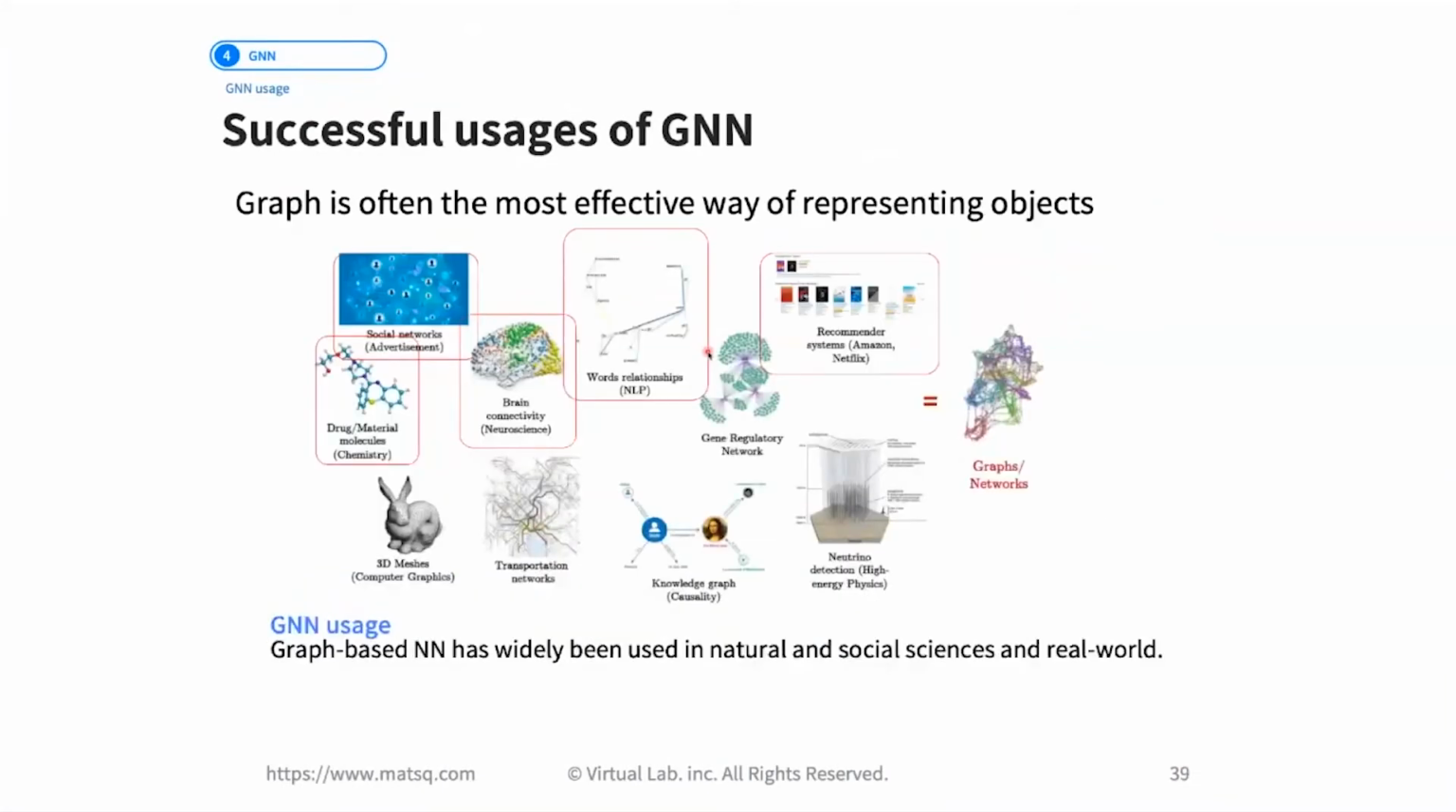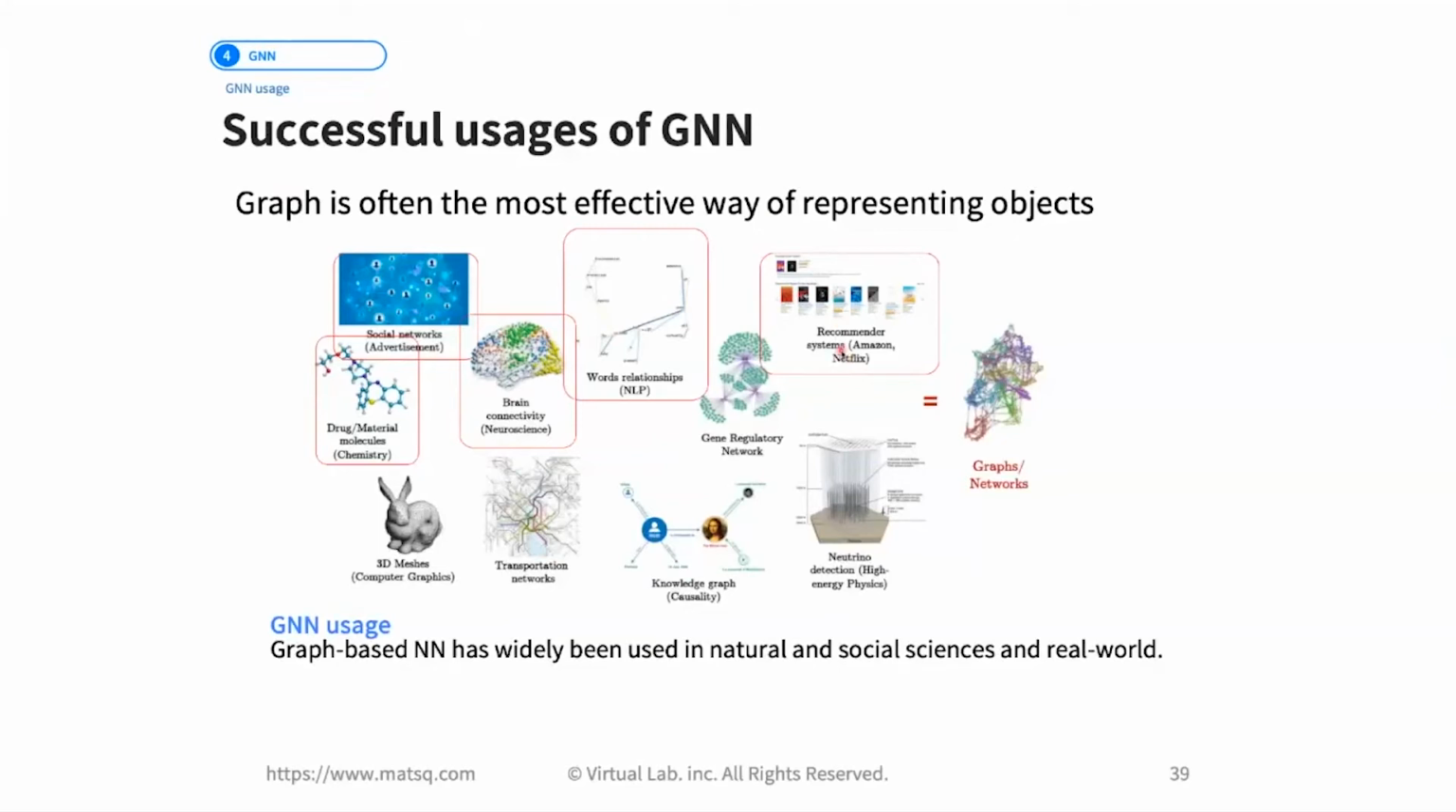Let's see the example. Neural network technology using graphs is being applied in the advertisement market and in brain connectivity. More importantly, the recommender system is quite important because we are using Amazon or Netflix. They recommend items related to your needs. So this is the kind of GNN application that is very fit for the recommender system.